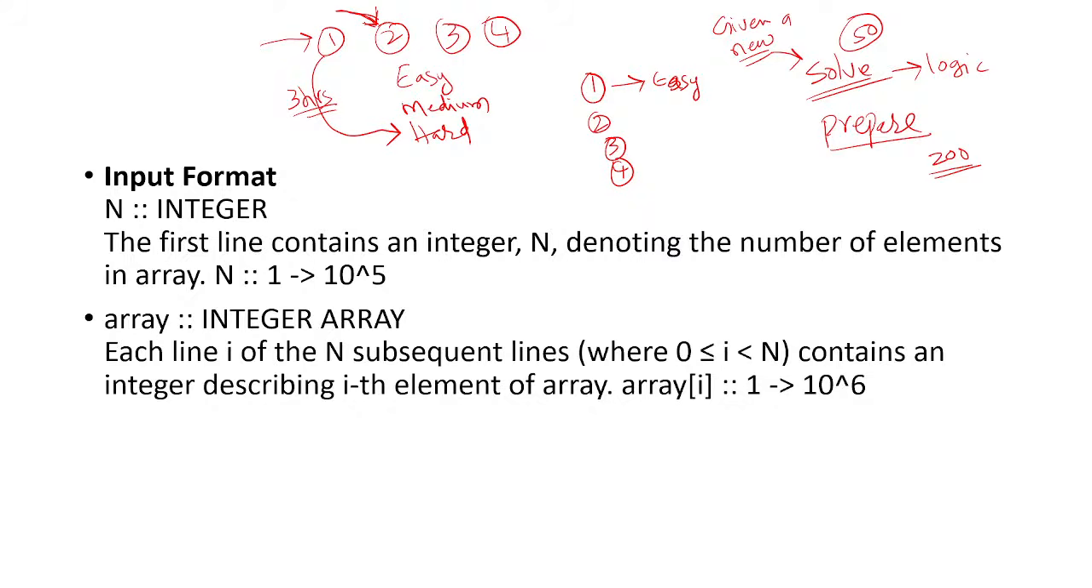Right. Now, given this input, you need to understand the input format also. The input is the n value, an integer. The first line contains an integer n, which denotes the number of elements in the array. Then the next is the integer array. Each line in the subsequent lines contains an integer describing the ith element of the array. So the next elements denote the elements in the array.